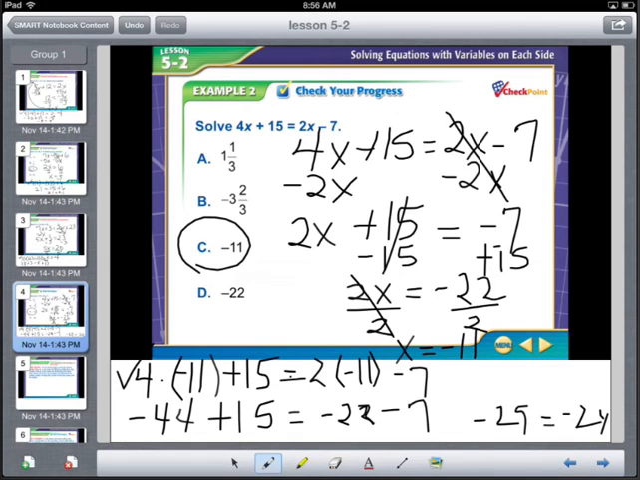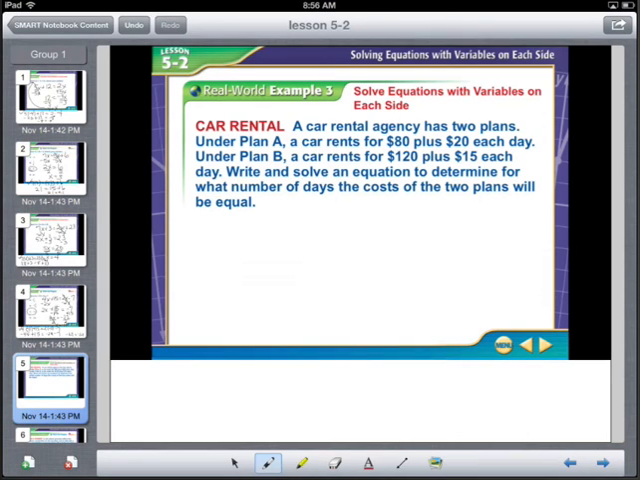Okay, this can also apply to some word problems. Look at this word problem. A car rental agency has two plans. Under Plan A, a car rents for $80 plus $20 each day. Under Plan B, a car rents for $120 plus $15 each day. Write and solve an equation to determine for what number of days the cost of the two plans will be equal.